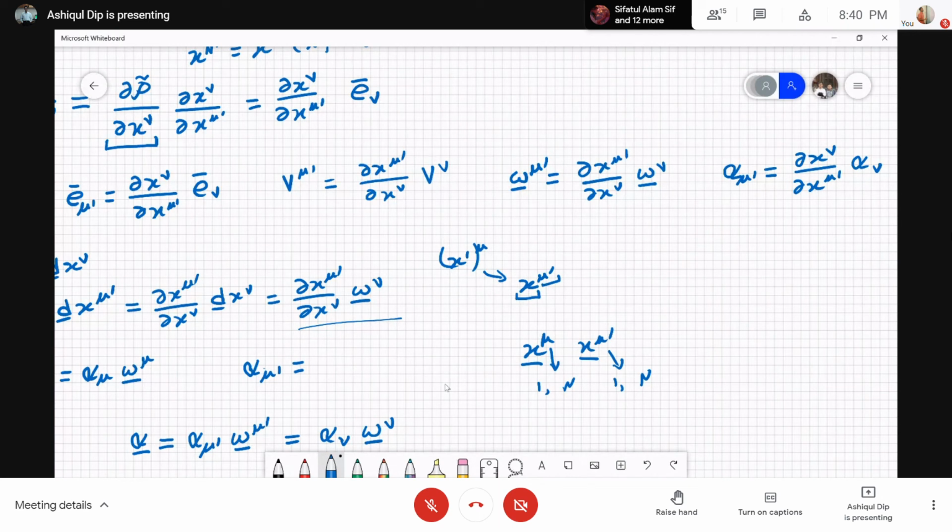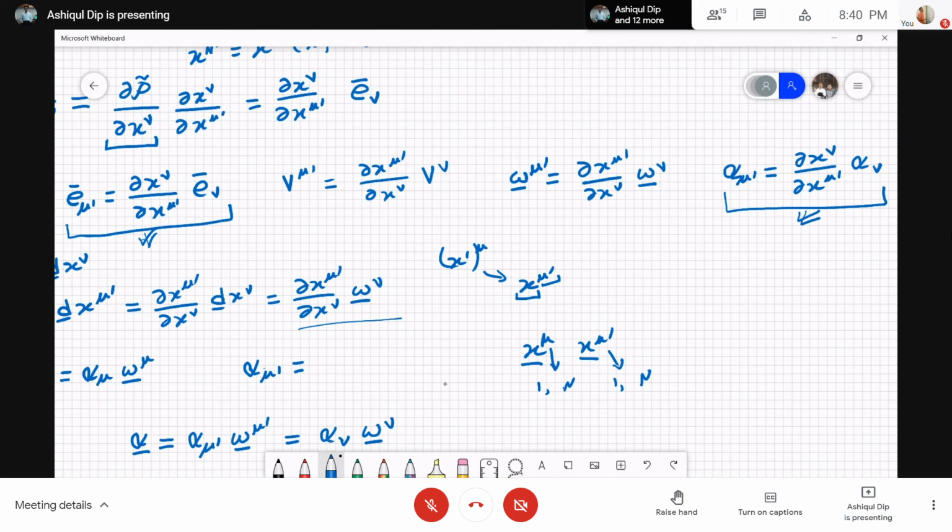Do you see any similarity? Yeah. What similarity do you see? For one form components and for vector basis, the prime coordinate is... Yes, for vector basis and for one form components, that is this one, right? Yeah. This one and this one, they have similar transformation properties.